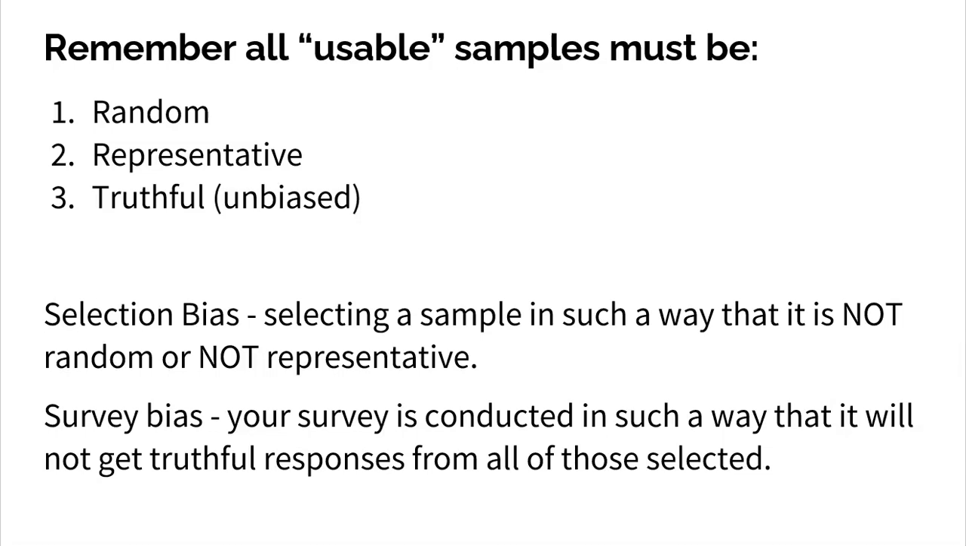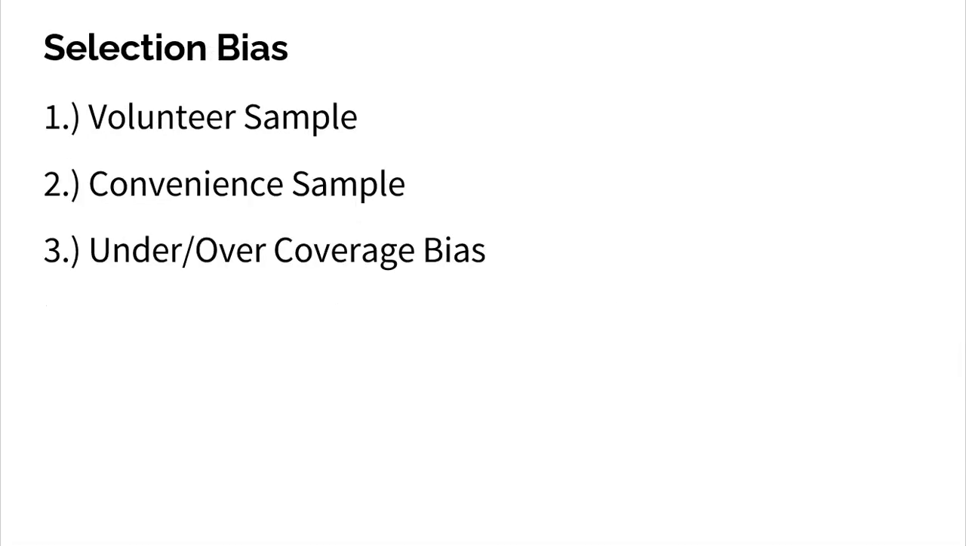Selection bias is one way that this could happen. Selection bias is selecting a sample in such a way that it's not random, not representative. Well, if you're not random, not representative, not going to be a good sample. Survey bias is your survey is conducted in such a way that it will not get truthful responses. Whoa, wait a minute. Our responses aren't truthful? That's going to lead to bias. That's not going to give us a good estimate for what we're looking for. Don't do it.